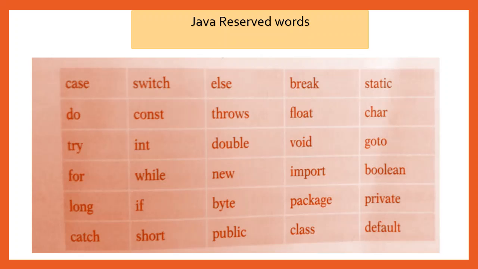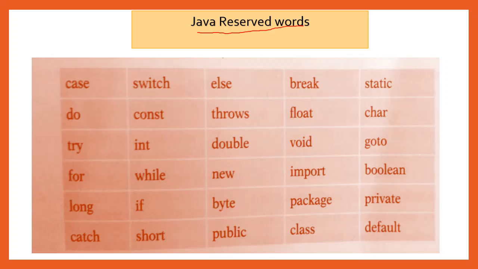Next concept is Java reserved words. Java reserved words are the keywords. What are Java reserved words? Java reserved words are the keywords which carry special meaning to the system compiler. These words are basically used for writing a Java statement. So these words cannot be used as variable names.